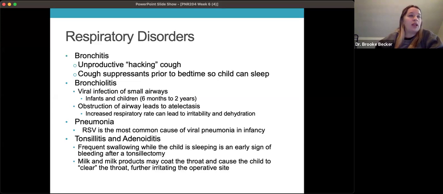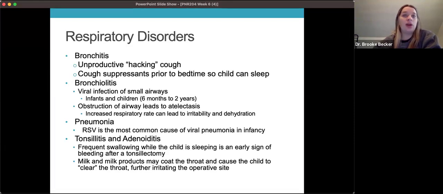The other thing too is making sure that they're not drinking a lot of milk products, because that can coat those tonsil beds and then cause those kids to clear their throat a lot. And that continues to irritate that operative site further, and those scabs on those tonsil beds. So try to stay away from milk products. Popsicles, juices, things like that.